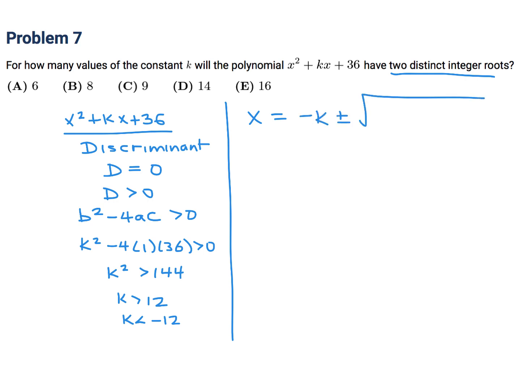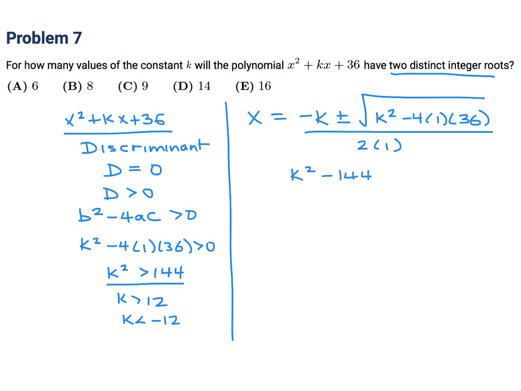Plus or minus the square root of k squared minus 4 times 1 times 36, all over 2a. All right, great. And then we have this condition that k squared is greater than 144. So k squared minus 144 is greater than 0. Now, they want integer roots. There's a very distinct criteria here. So that means that this whole thing, when you crunch it out, has to become an integer.